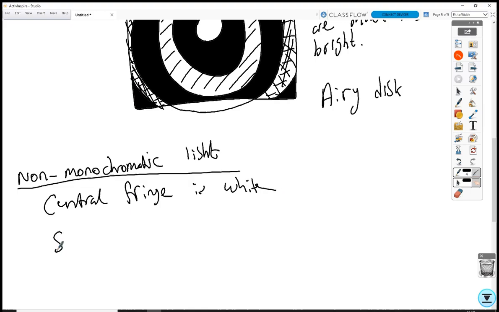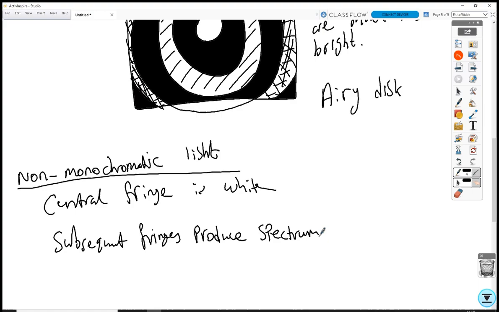And subsequent fringes produce spectrum. And this happens because the different wavelengths of light diffract by different amounts. The same way that different wavelengths of light refract by different amounts. So that will instead produce spectra on subsequent fringes. But central fringe, because they all move in a straight line for the central fringe, all the different wavelengths meet in the same place, and that produces white in the center. And that's the end of 12.2.2.